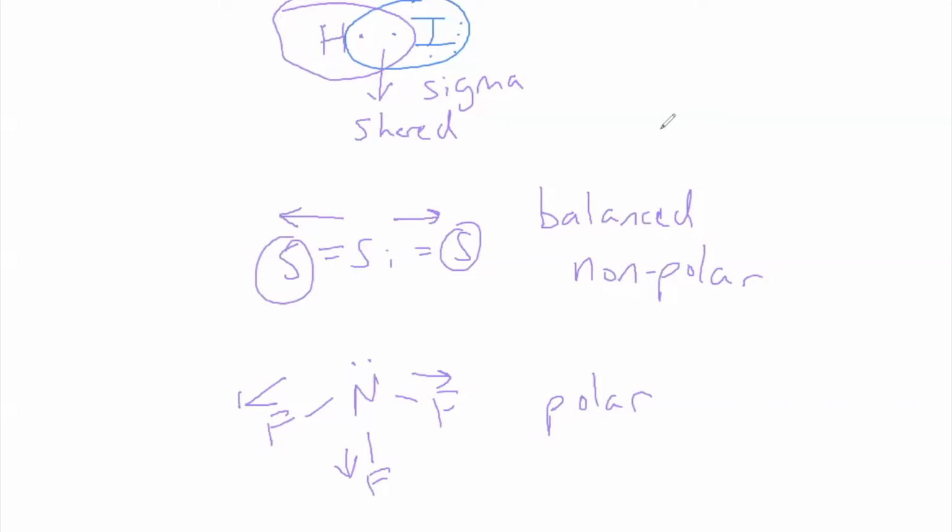A pi bond is more complicated. That's where the p orbitals are next to each other. You will not see that in a single bond. For this one, HI is just single, and if it's just a single bond, that's always a sigma bond. You would need to have a double or triple bond to see a pi bond.